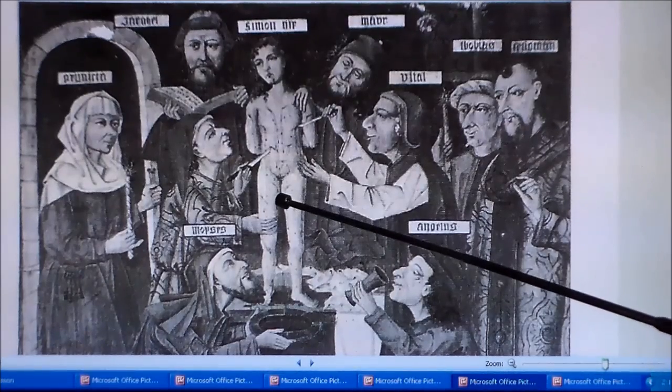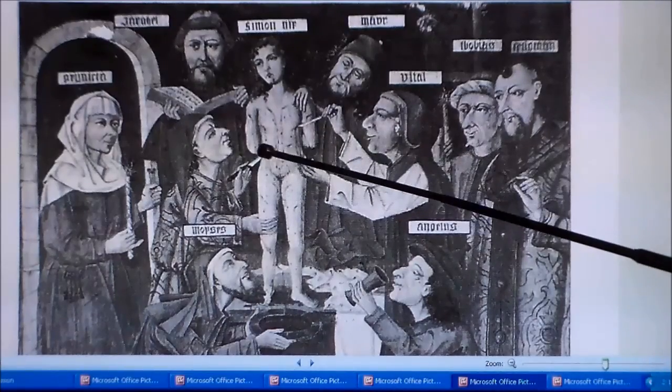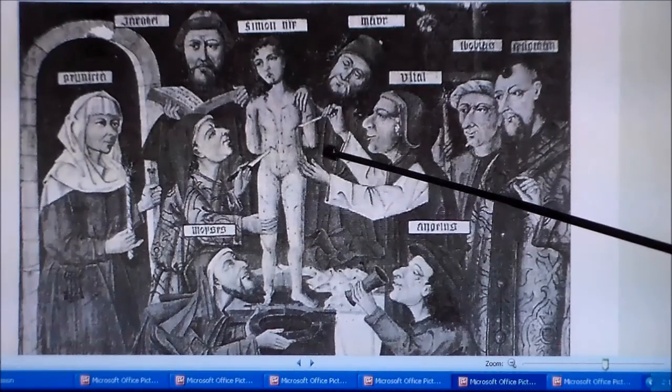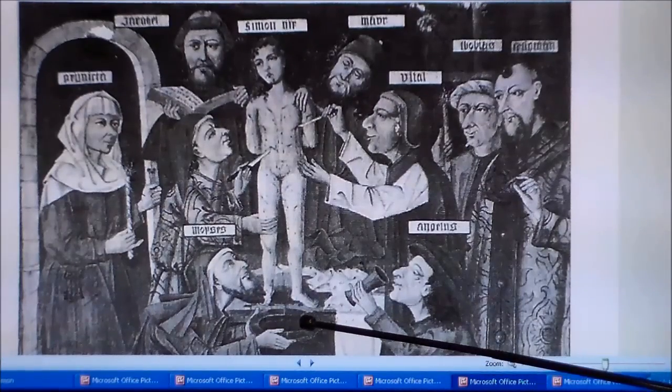And we see the lack of a phallus here on Simon, but he's still able to stand. You'll notice his hands are tied behind his back, and he's still standing here. And right here, this man is still holding the bowl. But wait a minute.